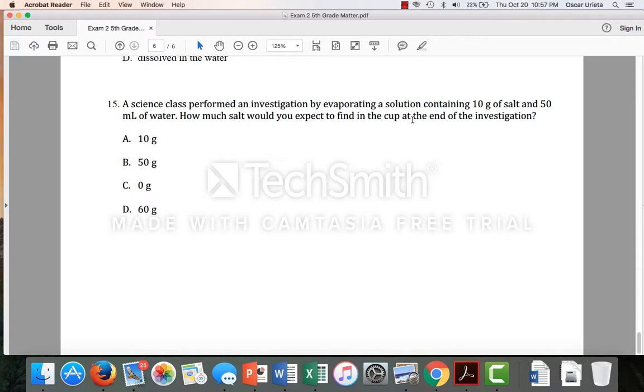Question number 15. A science class performed an investigation by evaporating a solution containing 10 grams of salt and 50 milliliters of water. How much salt would you expect to find in the cup at the end of the investigation? A. 10 grams. B. 50 grams. C. 0 grams. D. 60 grams. Pause it and answer your question. This concludes your quiz.